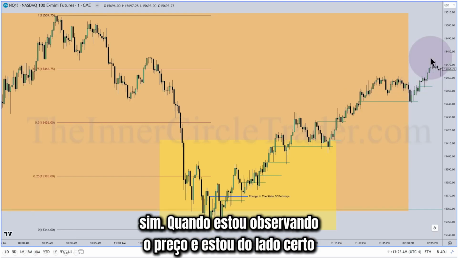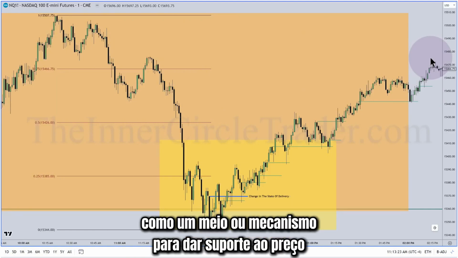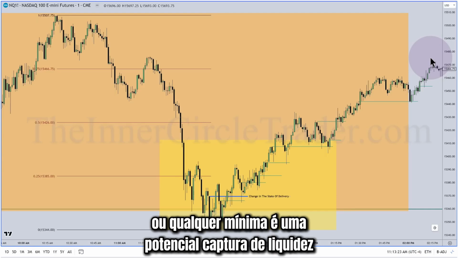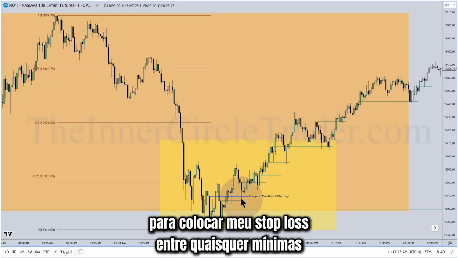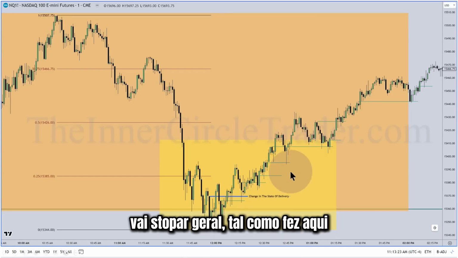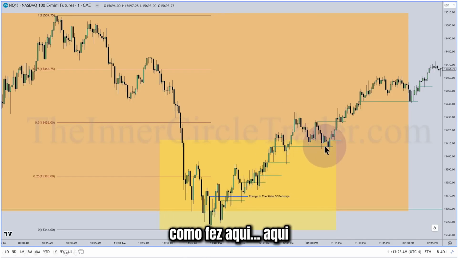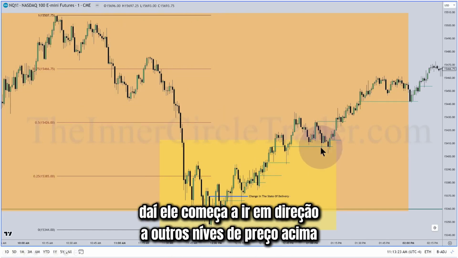Yes. So when I'm watching price and I'm on side and I'm expecting prices to go higher, I'm looking at every down close candle as a means or mechanism to support price, or any swing low is a potential stop run. So I'm not in a hurry, if I'm long, to ram my stop loss below some random swing low, because that's exactly what the algorithm is going to do. It's going to sweep below them like it does here, like it does here, and like it does here. And then once it does that around equilibrium, it's going to go into another price leg higher.